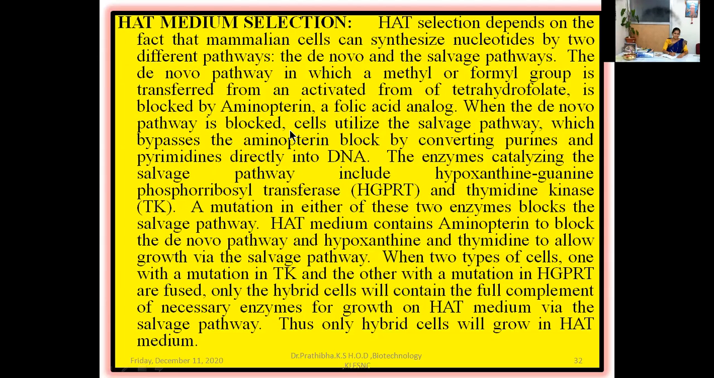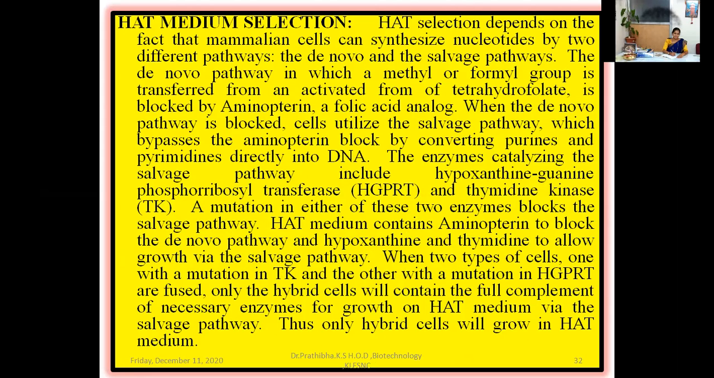When the de novo pathway is blocked, cells utilize the salvage pathway, which bypasses the aminopterin block by converting purines and pyrimidines directly into DNA. The enzymes catalyzing the salvage pathway include hypoxanthine guanine phosphoribosyl transferase, that is HGPRT, and thymidine kinase, TK. A mutation in either of these two enzymes blocks the salvage pathway.